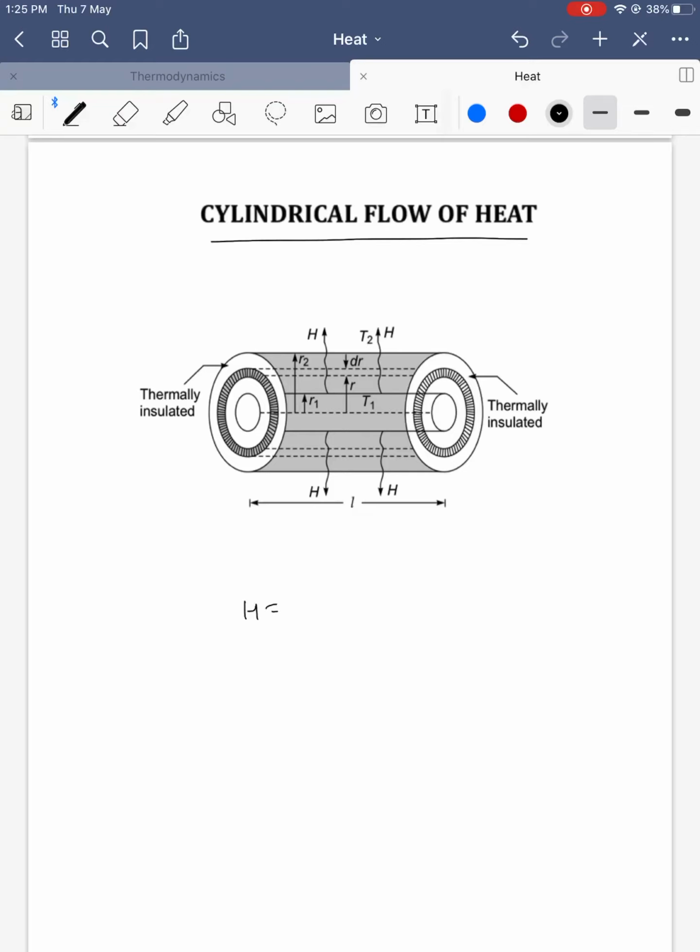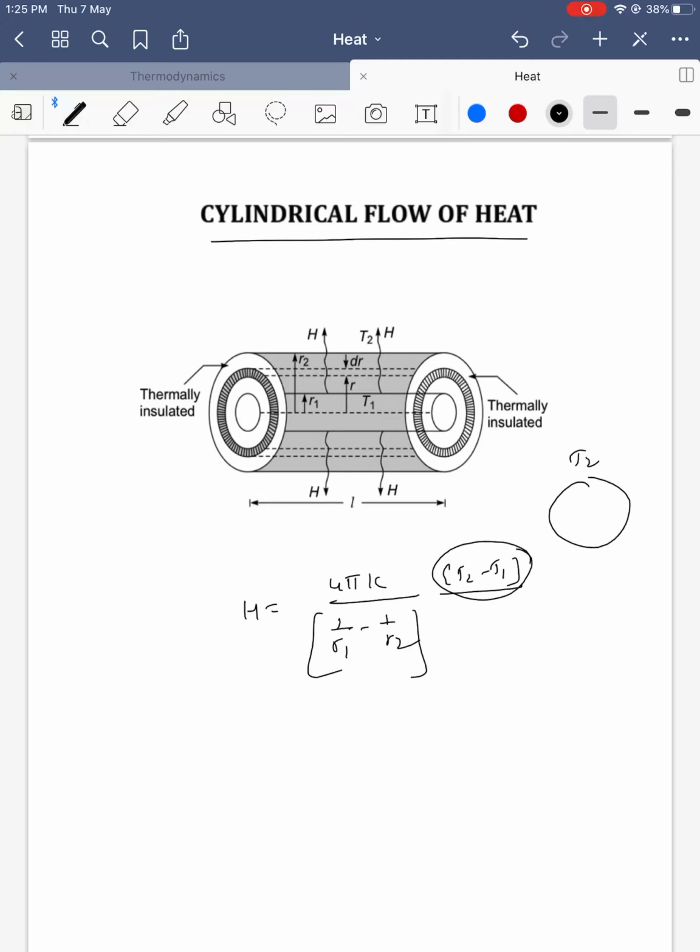H is equal to 4 pi k by (1 by r1 minus 1 by r2) into (T2 minus T1). Here T2 is the outside temperature and T2 minus T1 uses the inside temperature T1. Basically, if you compute this value, you will get a negative. To substitute, we can keep a minus sign here because heat flows from high temperature to low temperature. I forgot to keep the minus sign here.